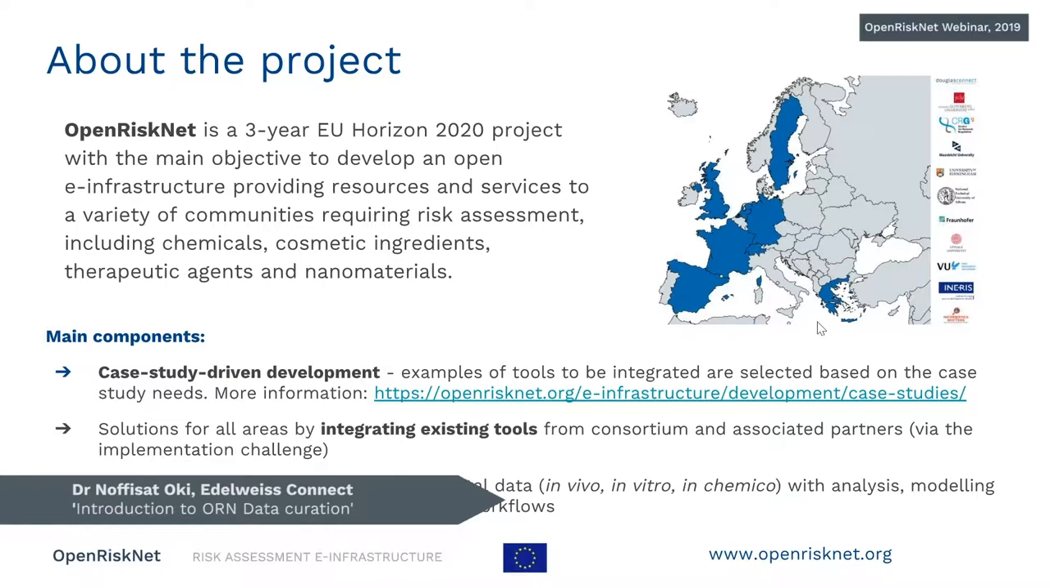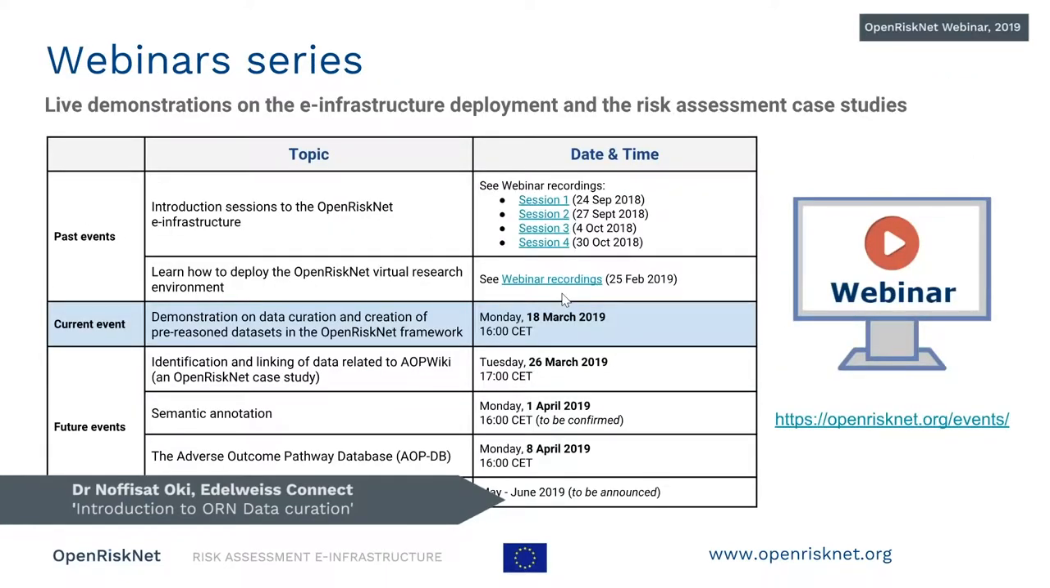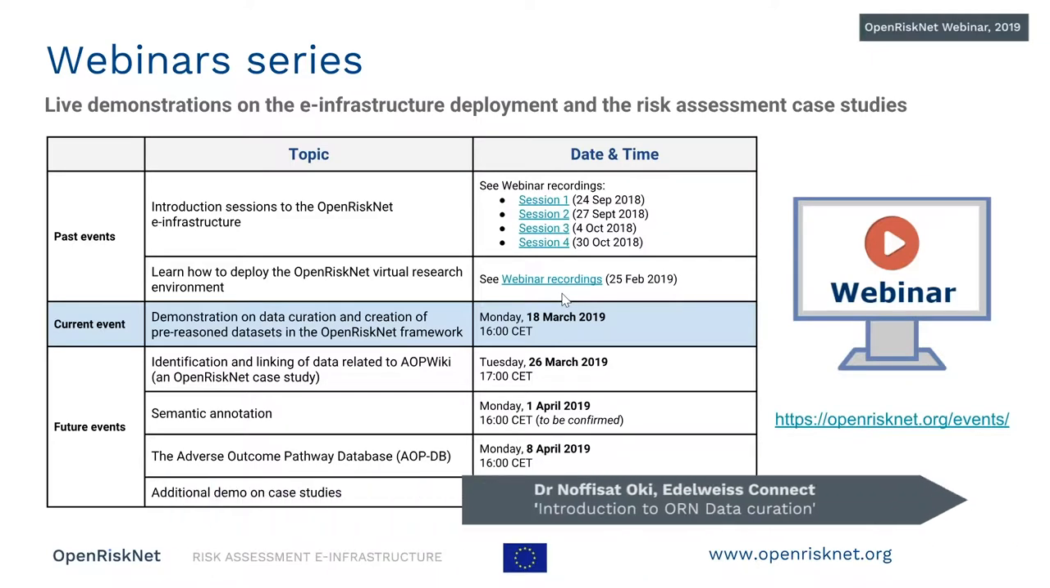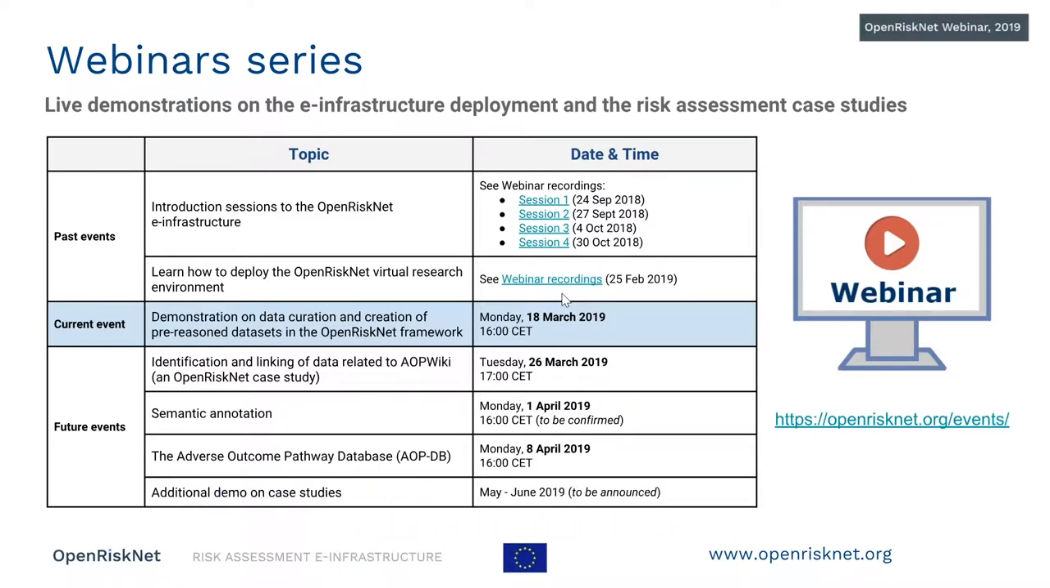We began our webinar series back in February with learning to deploy the OpenRiskNet virtual research environment. Today we're going to be talking about data curation within the OpenRiskNet framework. We have some more upcoming webinars: next week it's going to be the AOP Wiki, identification and linking of data to the AOP Wiki. Then we have some future events planned through April. I'll show this slide again at the end if you want to keep a record of these dates, and we also send out email reminders about these events.